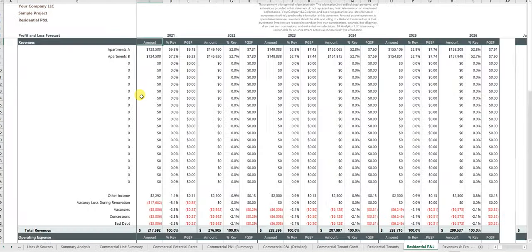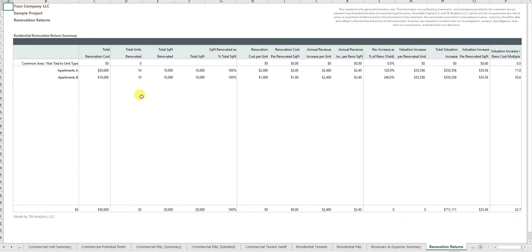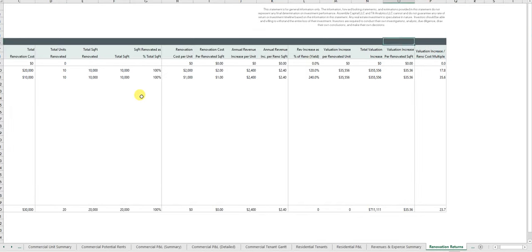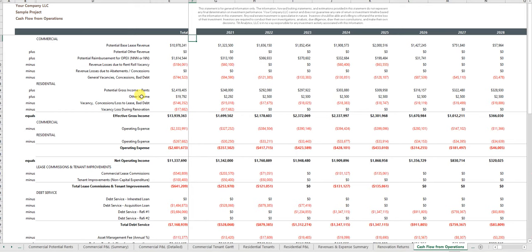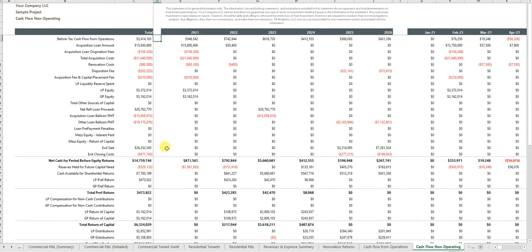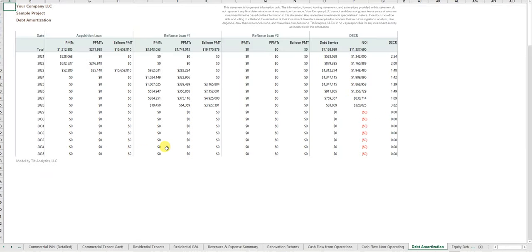Similarly, you have tenants and P&Ls for the residential side. You have a return summary on the residential renovation to show the increase in value that the renovation has resulted in and relative to your renovation cost. Cash flow from operations, residential, commercial, debt service, TIs, asset management fees, and so forth, with some summary metrics at the bottom. You also have non-operating cash flows, getting down to the cash available for distributions to investors.